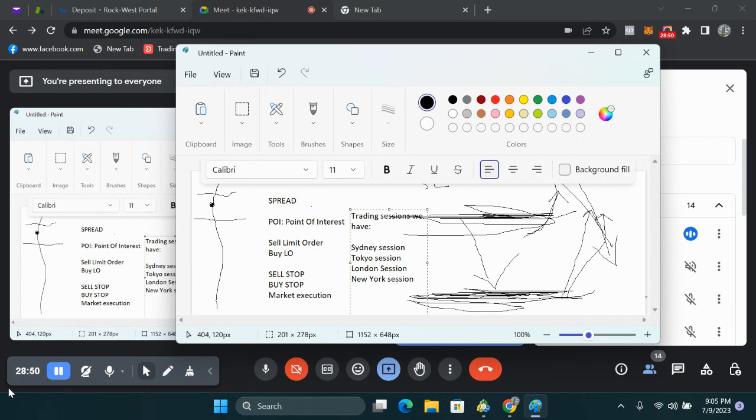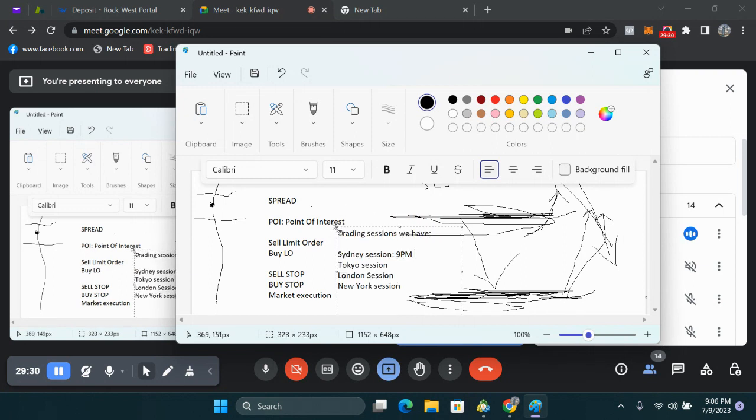Now, I will explain what I mean by that. When I talk about sessions, you should know that it deals with time. The most volatile period of the market is when two sessions are open at the same time. Now, I'll give you the time when each session opens. For the Sydney session, it opens by 9 p.m. I'm talking of UTC, not Nigeria time. Nigerians, don't think this is your time. I'm talking about UTC, so you can convert it to your local time in whatever country you are.